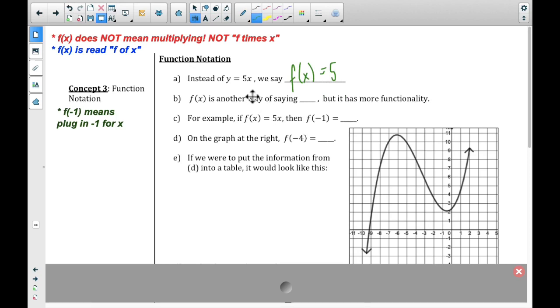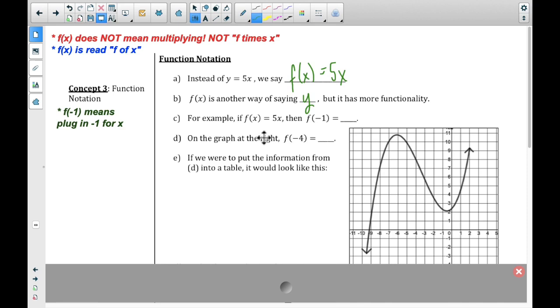So sometimes we say y equals 5x. And sometimes we say f of x equals 5x. F of x and y are really just the same thing. And that would go in the next blank. F of x is another way of saying y, but it has more functionality. It can actually do more for us because that f of x is kind of like a placeholder.